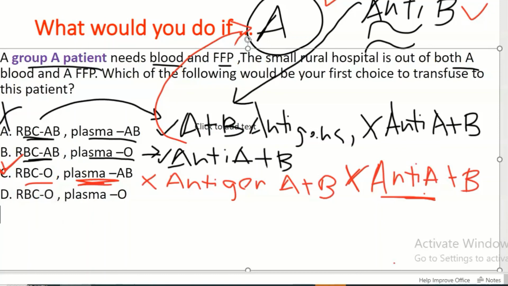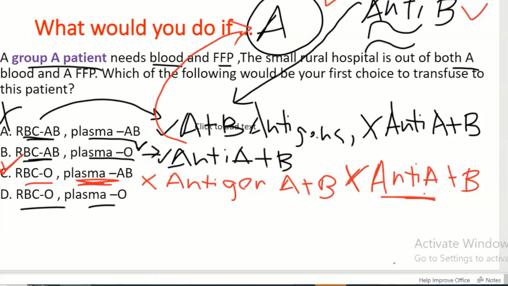In option D, RBC is of group O and plasma is also of group O. We have discussed why group O plasma is incompatible for a group A patient. In this option we have already discussed.